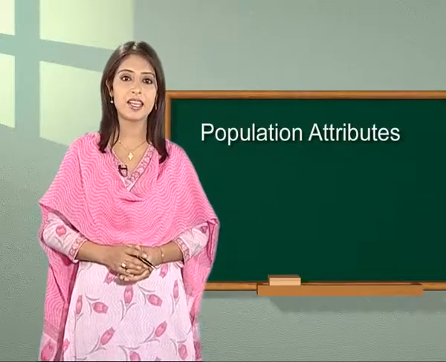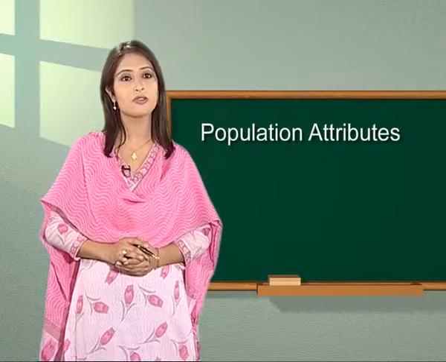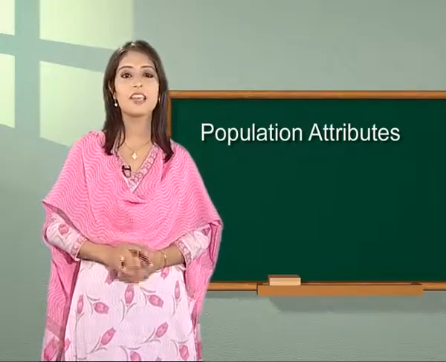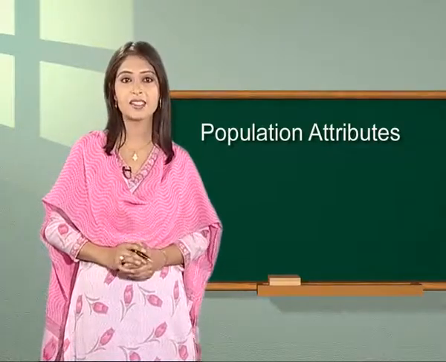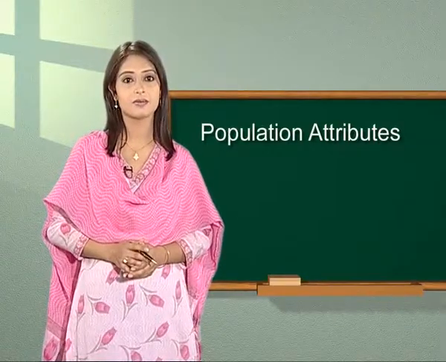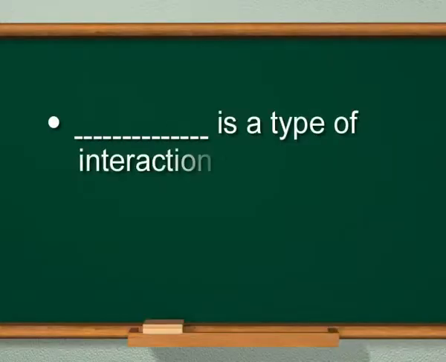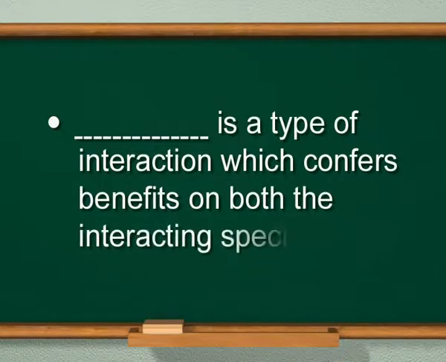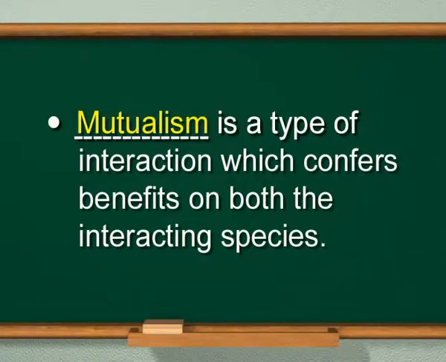Before winding up the lesson, here is a quick test for you to find out how much you have actually absorbed. Listen carefully and fill the blank space in each sentence. The first sentence is, dash is a type of interaction which confers benefits on both the interacting species. The answer is, mutualism is a type of interaction which confers benefits on both the interacting species.